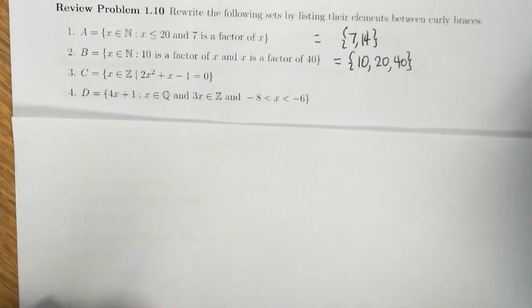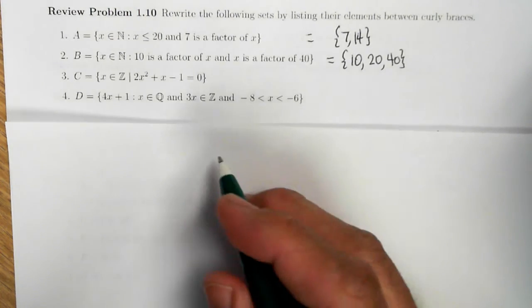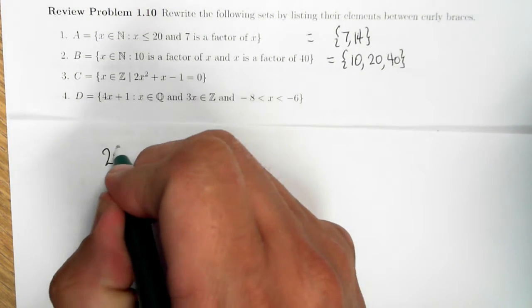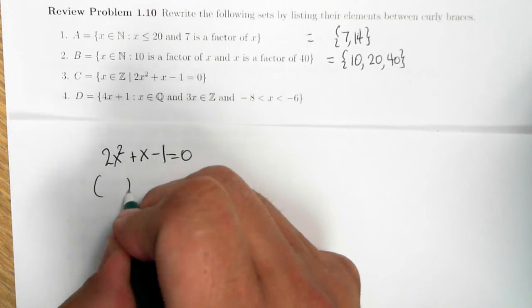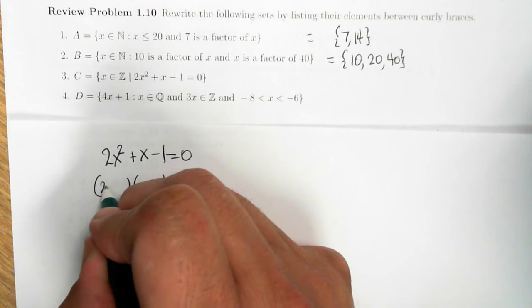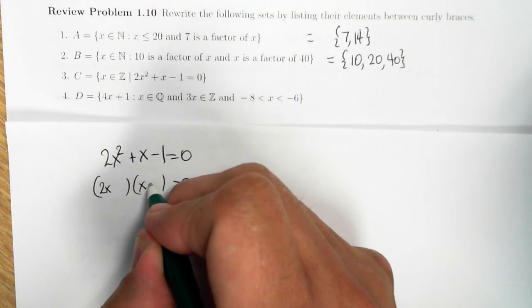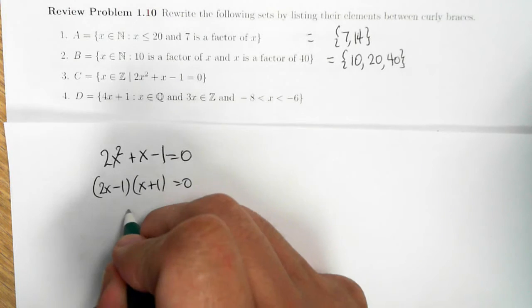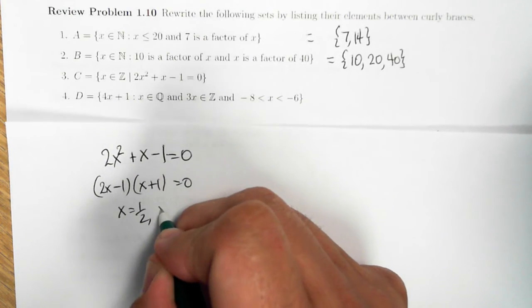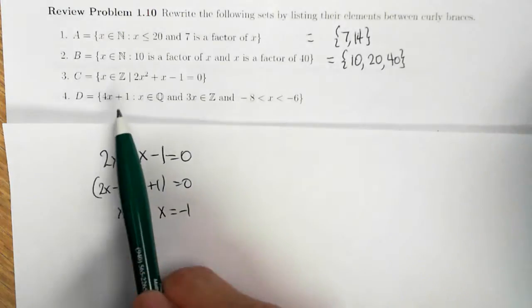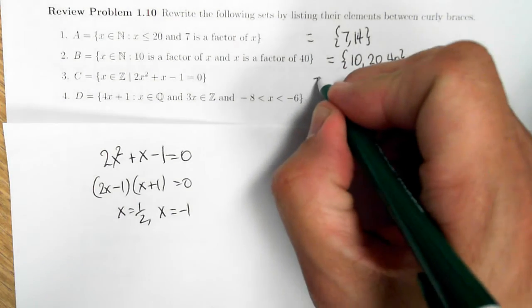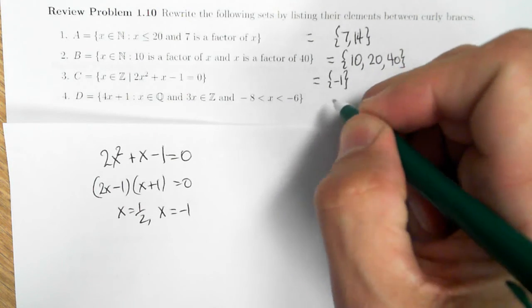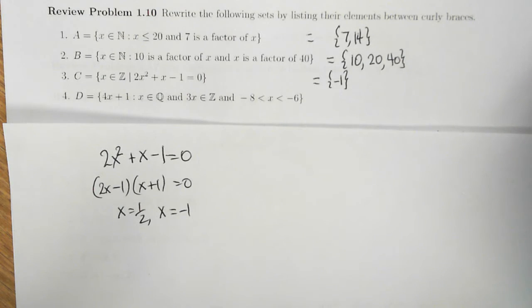All right, for C, we're going to do a little bit of arithmetic or algebra down here first. So 2x squared plus x minus 1 equals 0. So that factors as 2x, x. I'll have plus 1 here and minus 1 here. So I have x is equal to a half and x equals negative 1. So I want the set of all integers such that this happens. Well, there's only one integer that makes this work, which is the integer negative 1. So that's the answer for C.